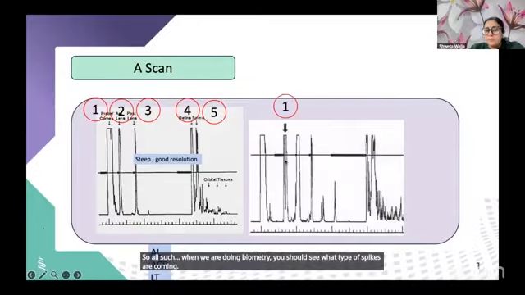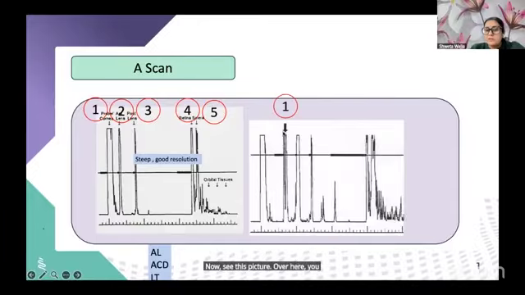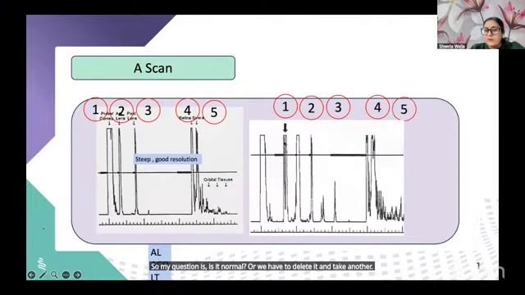Now see this picture. Over here you can see that the first spike is having 2 spikes. So my question is, is it normal, or do we have to delete it and take another? Rest all of the spikes are of 100% height and are of good resolution. So why have these 2 spikes come? Has anyone ever noticed this?